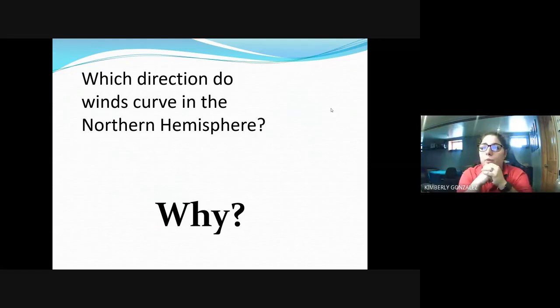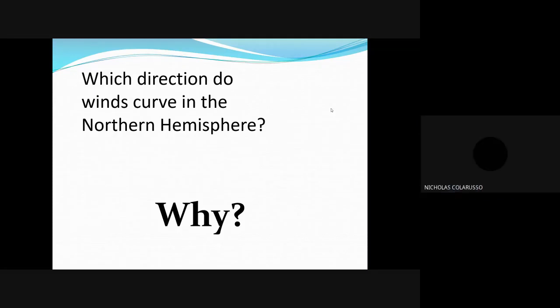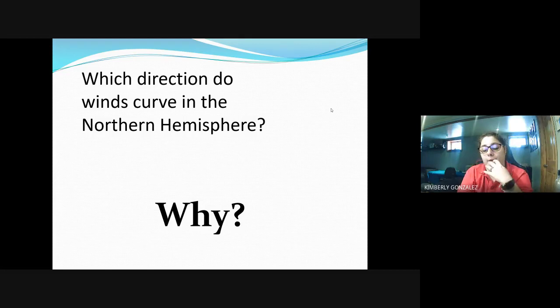All right, so which direction do the winds curve in the northern hemisphere? This goes back to everybody's favorite reference table. Are we talking clockwise or counterclockwise? Which way are we going? Is it clockwise? Why? Because of, I forgot what it was called. Anybody remember why? Goes to the right, right? Why? Because of the Coriolis effect and how we rotate.